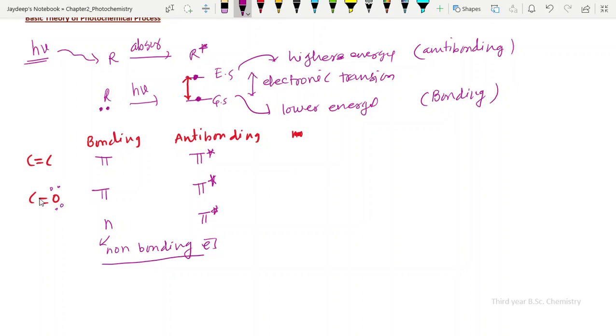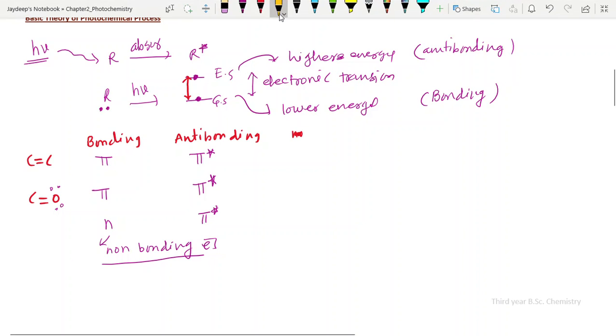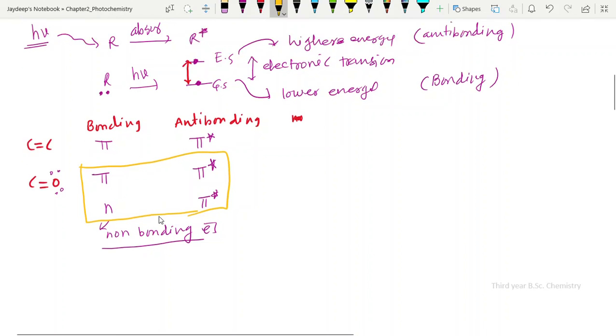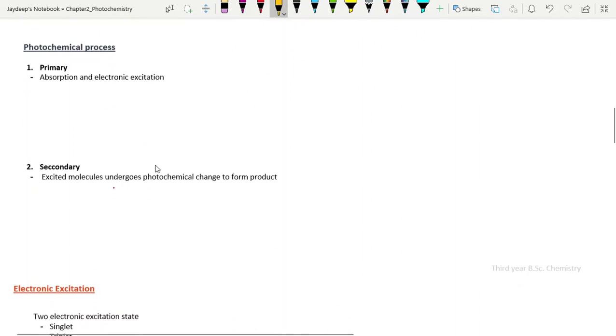Now in the case of photochemical reactions, these two transitions play a very important role: pi to pi star and n to pi star transitions. So students should remember that while studying photochemical reactions, the pi to pi star and n to pi star transitions are important. Now let us consider the photochemical process.